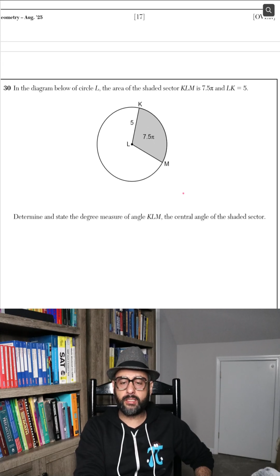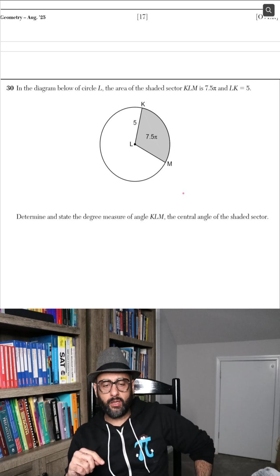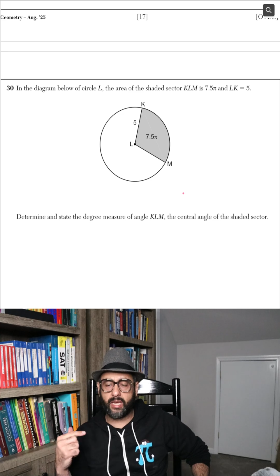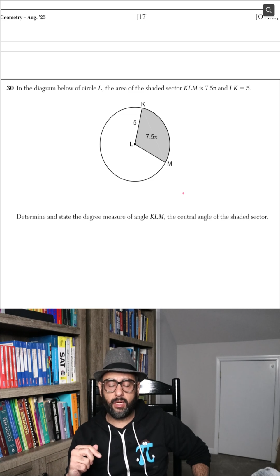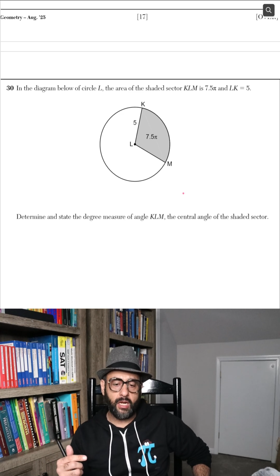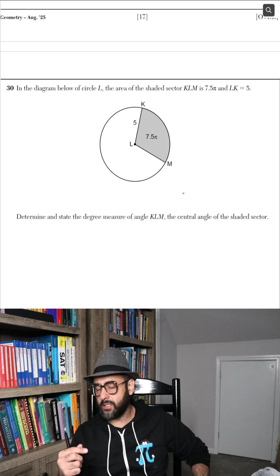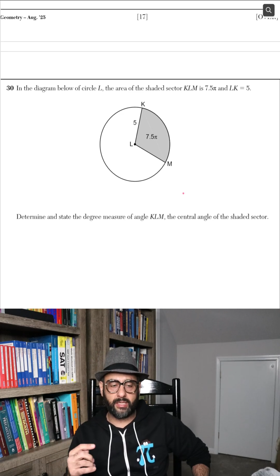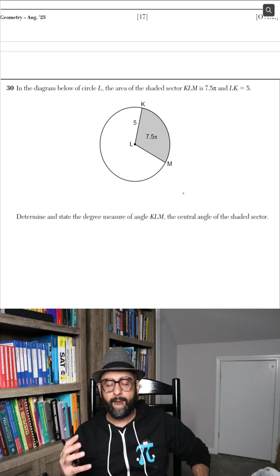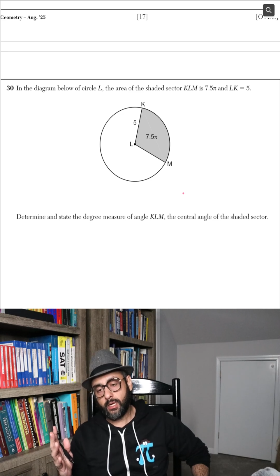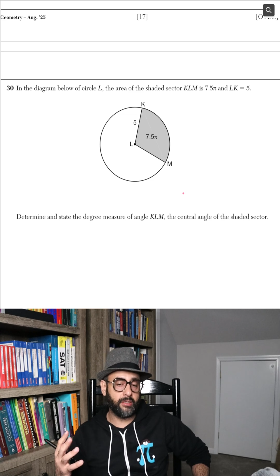Number 30, in the diagram below, circle L, the area of the shaded sector KMN is 7.5 pi, and LK is 5. Then determine and state the degree measure of angle KMN, the central angle of the shaded sector. They did not say to the nearest whatever, so I strongly suspect that it's either going to be a nice integer or a nice decimal. Okay? So if you just visually guess based on scale, you may or may not get it right. We don't even know yet if it's drawn to scale.